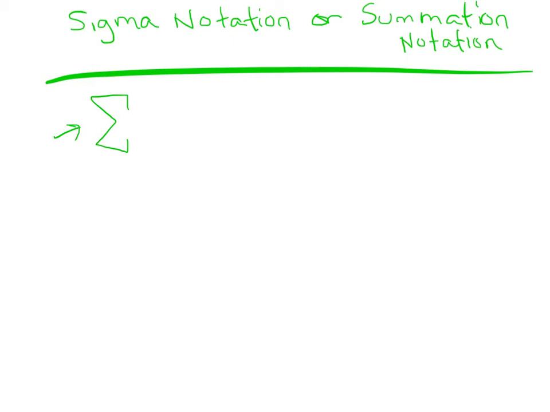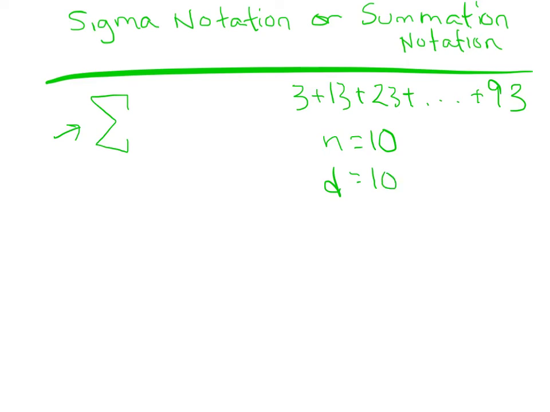So let's look at the previous example where we had 3 plus 13 plus 23 plus ... plus 93. And we determined in that sequence that there were 10 terms, so n was 10. We also know that the difference is 10. It's just a coincidence that these two numbers are both 10. They're not always the same, as we've seen before.